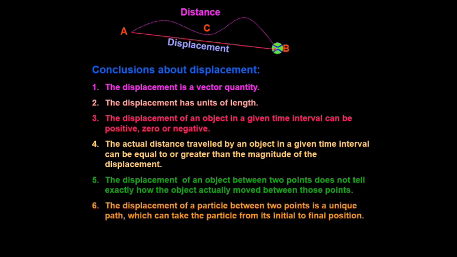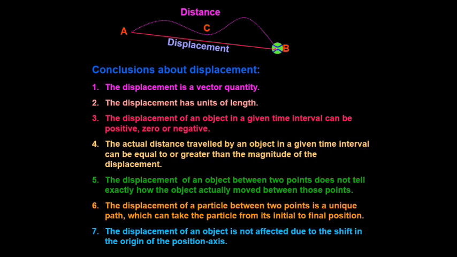The displacement of a particle between 2 points is a unique path which can take the particle from its initial to final position, that is the displacement. And the displacement of an object is not affected due to the shift of the origin of the position axis. In every case, when we change the origin, it is not going to change either the time or the distance. Actually position changes, but distance and displacement don't change.